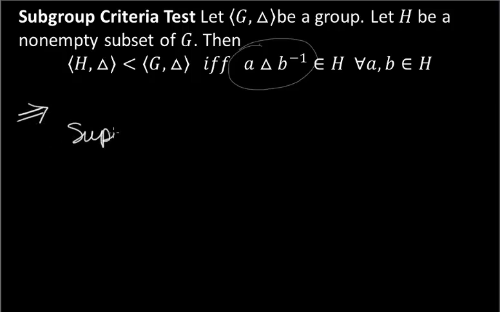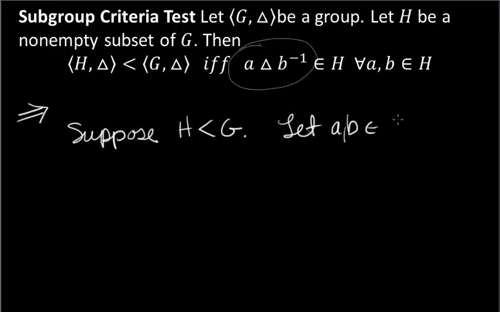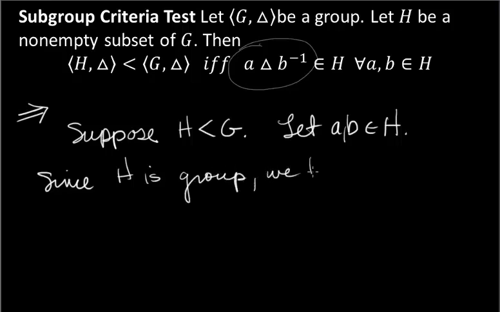Suppose H is a subgroup of G. Let A and B be elements of H. Since H is a group itself, we know that B inverse exists, and I can write A B inverse is in H. Okay, so if H is a subgroup of G, certainly for any two A, B in H, A B inverse is in H. So going in that direction was simple.